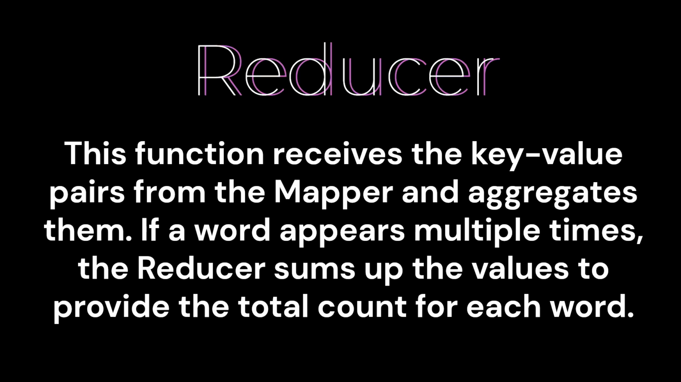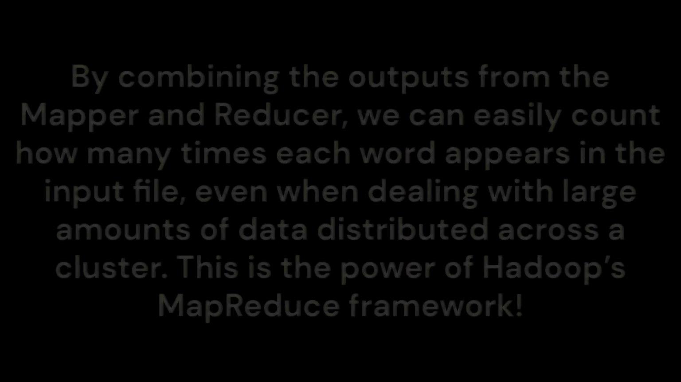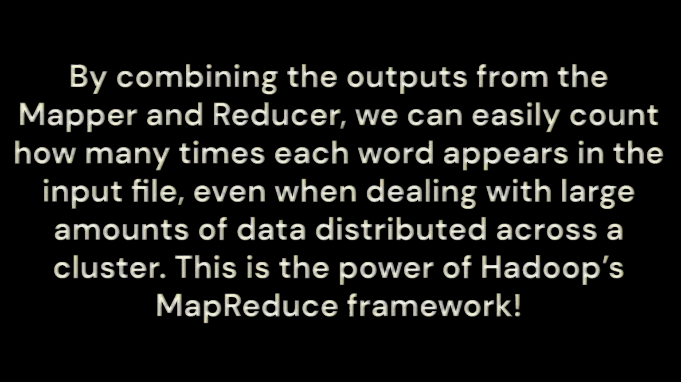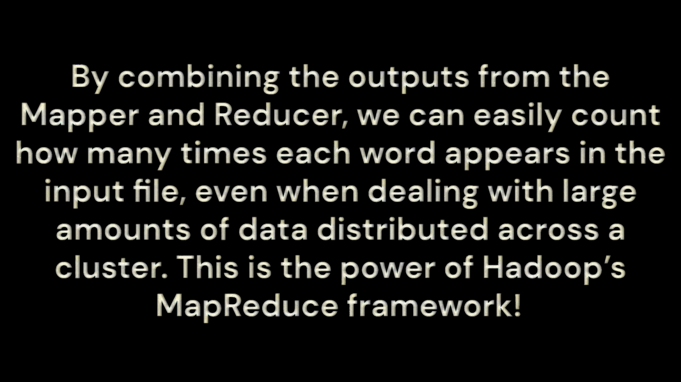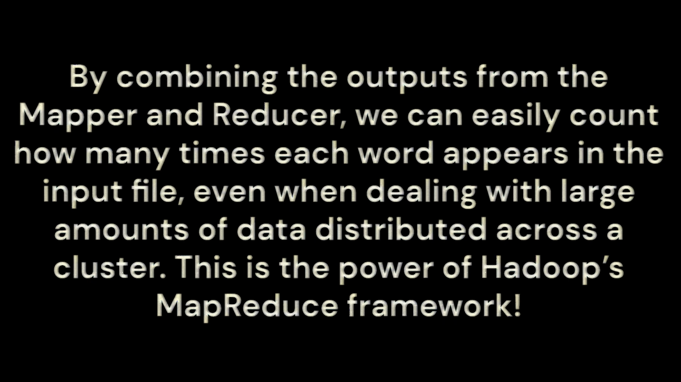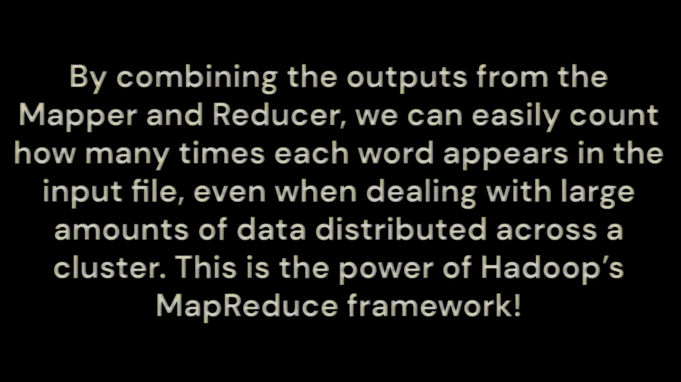Reducer: this function receives the key value pairs from the mapper and aggregates them. If a word appears multiple times, the reducer sums up the values to provide the total count for each word. For instance, if Hadoop appears 5 times, the reducer will output Hadoop 5. By combining the outputs from the mapper and reducer, we can easily count how many times each word appears in the input file, even when dealing with large amounts of data distributed across a cluster. This is the power of Hadoop's MapReduce framework.